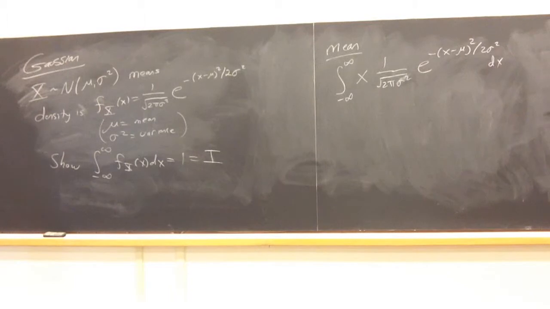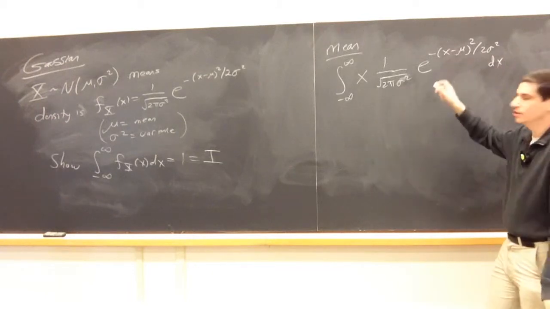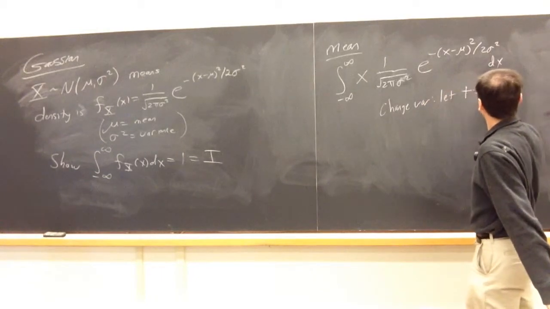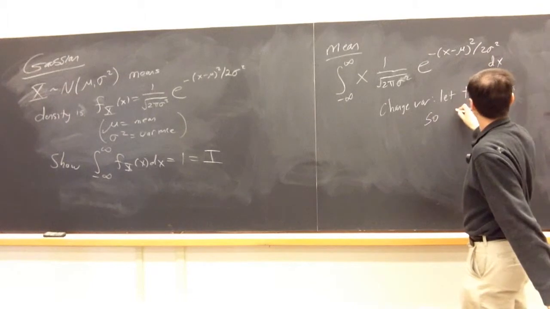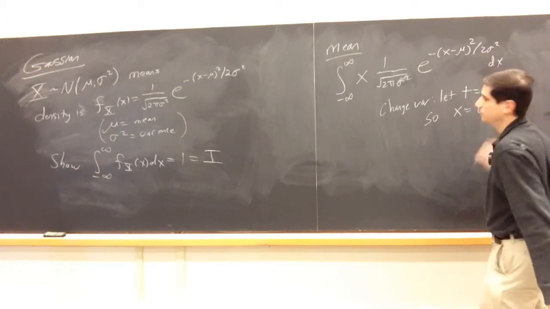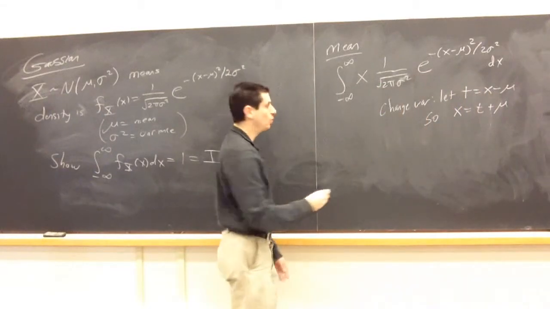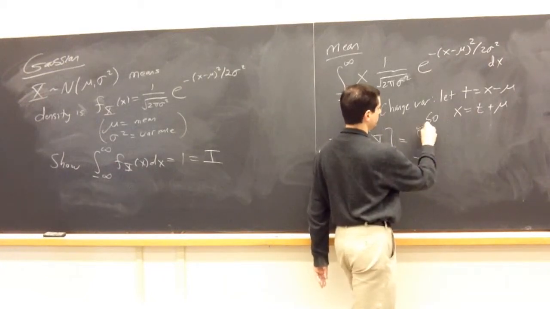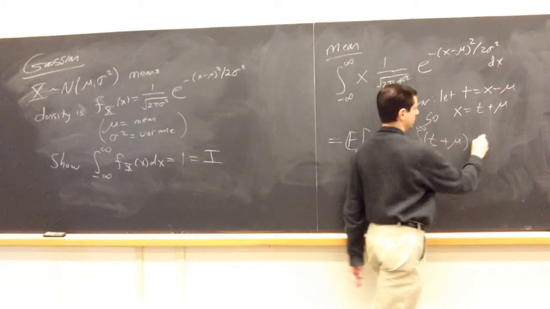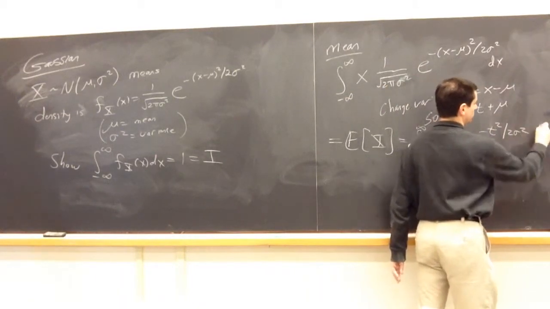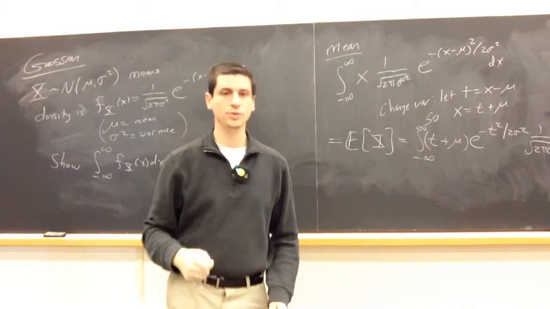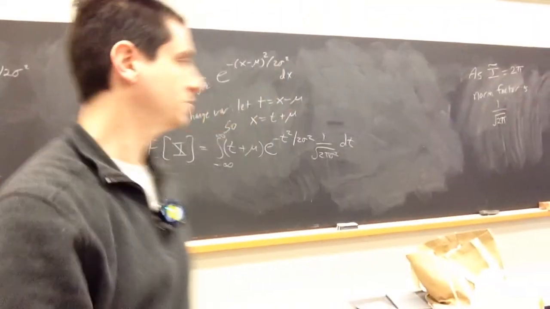Well, what we do is we do a change of variable. If we do a change of variable, we've got an x minus mu. So let t equal x minus mu, so x is equal to t plus mu. And so when we do that, what we'll now get is the expected value of x is going to be the integral from minus infinity to infinity of (t plus mu) e to the negative t squared over 2 sigma squared, 1 over square root of 2 pi sigma squared, dt. Okay, so that's going to be the expression we need to evaluate.